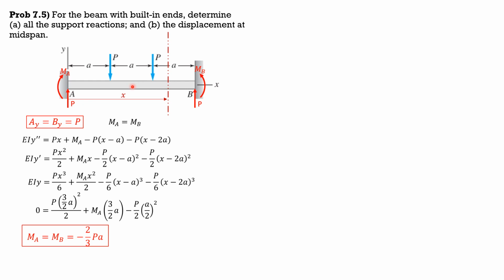When X is 3/2 of A, we can now compute the displacement at mid-span, which is expected downward or negative. So substitute here. We already found MA. So EI deflection at mid-span equals P times 3/2 of A cube over 6 plus MA, which is negative 2/3 of PA, times 3/2 of A square over 2. Then minus P over 6 times A over 2 cube. This is ignored because this is negative in the parentheses.